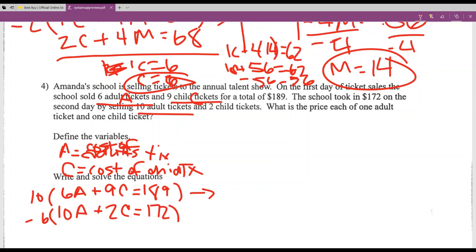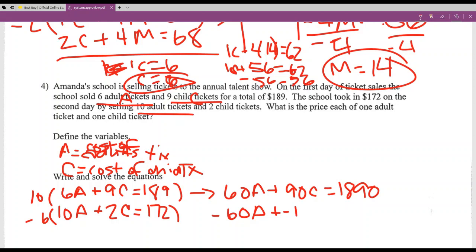And so once you do that, you get 60A plus 90C equals 1890. Alright, and then you do the bottom one, negative 60A minus 12C equals negative 1032. Alright, remember that we add.